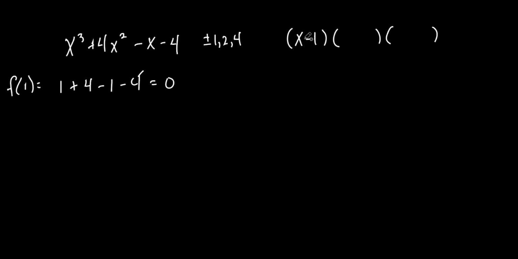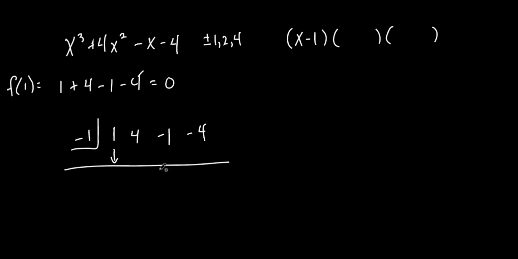This is so frustrating. So now what do we do? What are we going to do now? Take that and actually divide it, right? So we go negative 1, and then what are my coefficients? 1, 4, negative 1, negative 4. Let's see what we get. What I'm trying to do is find my other factors, trying to find these two.